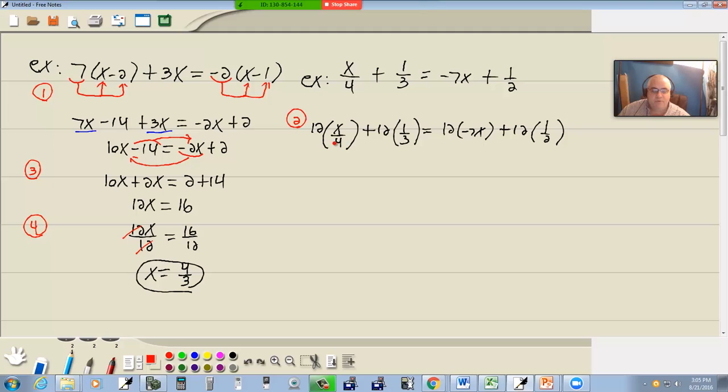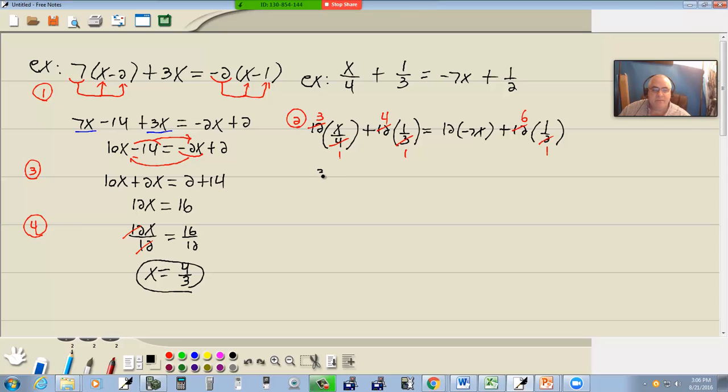Now 4 and 12 are both divisible by 4. 4 divided by 4 is 1. 12 divided by 4 is 3. 3 and 12 are both divisible by 3. 3 divided by 3 is 1. 12 divided by 3 is 4. And 2 and 12 are both divisible by 2. 2 divided by 2 is 1. 12 divided by 2 is 6. Notice how all of our denominators have disappeared.